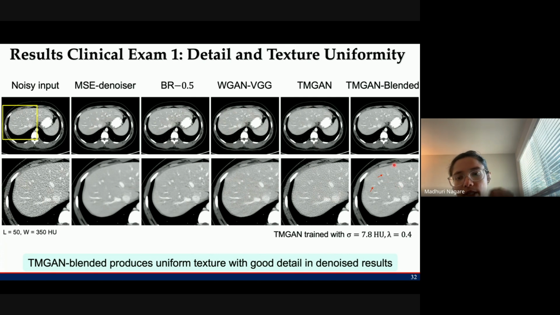And the last one is the TMGAN blended result, which blends the TMGAN column with the bias reducing loss function. Here we can see that the texture in this image is a lot more pleasing than the bias reducing loss function, and it also has preserved a lot more detail compared to TMGAN. So that's why we propose TMGAN blended results for clinical applications.